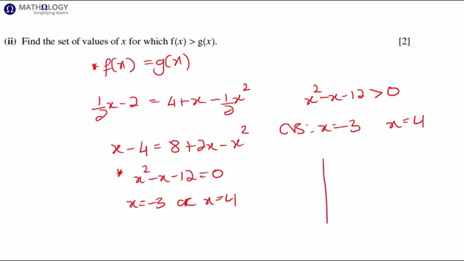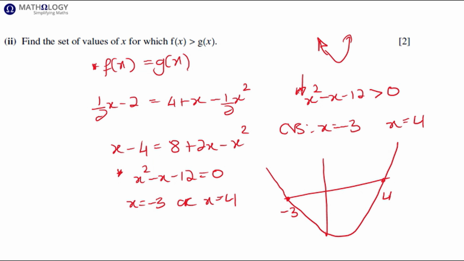So if we draw a sketch of this quadratic here, we'll have our critical values at minus 3 and 4. The coefficient of x squared is positive, so the quadratic function shapes up. So we're going to have something that looks like that. We're not interested in the turning point. We are just looking for the shape of the function so that we can find the solution to the inequality.